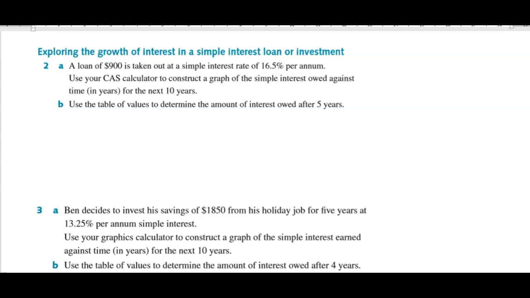I might just write it over here. So our principal is 900. The interest rate is 16.5%. I don't need to write the percent. And the time we're going to do from 1 to 10. Okay, so the interest owed against time for the next 10 years. And then question B, use a table of values to determine the amount of interest owed after 5 years. All right, I might just pause this while I get my calculator open.